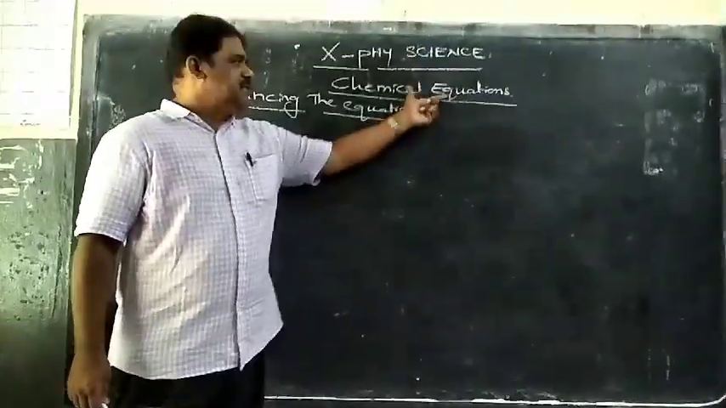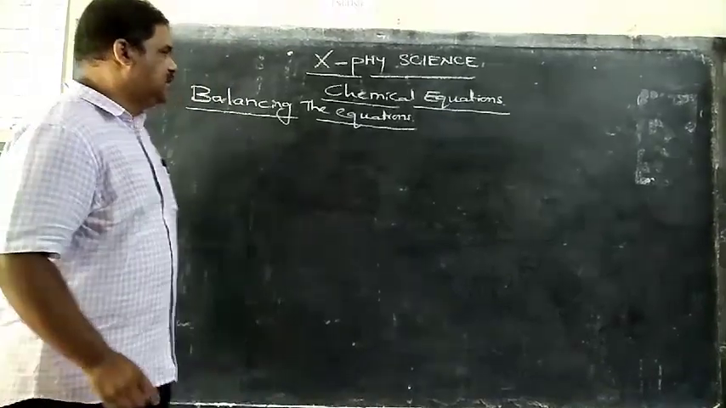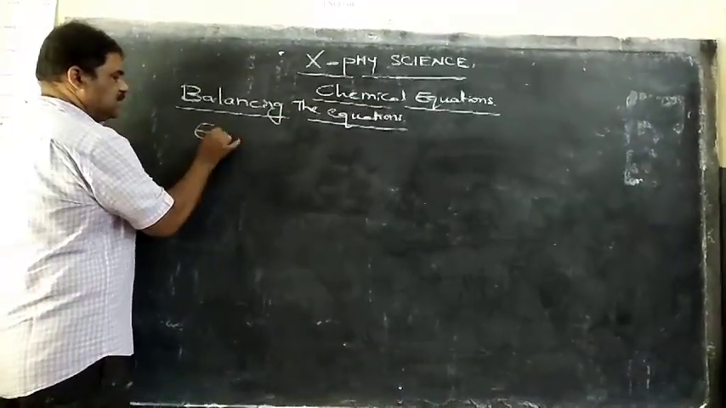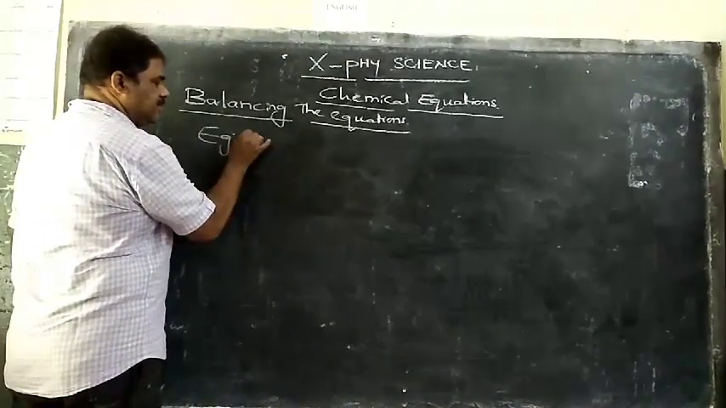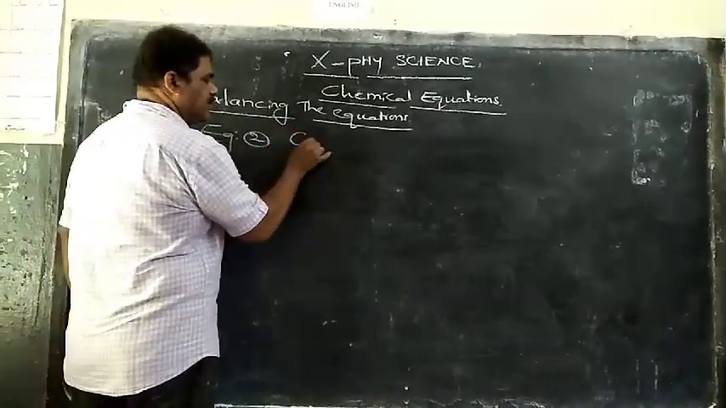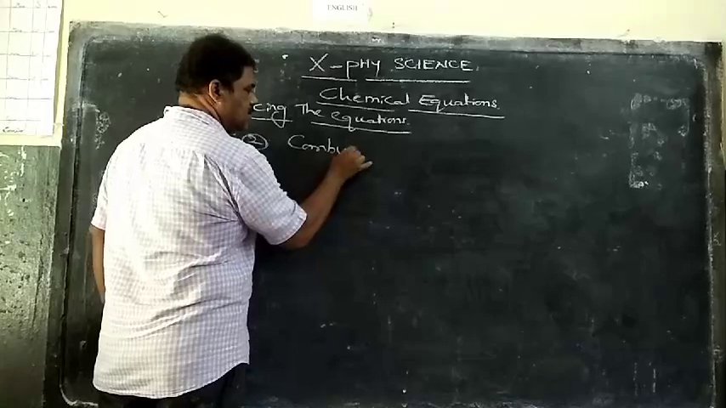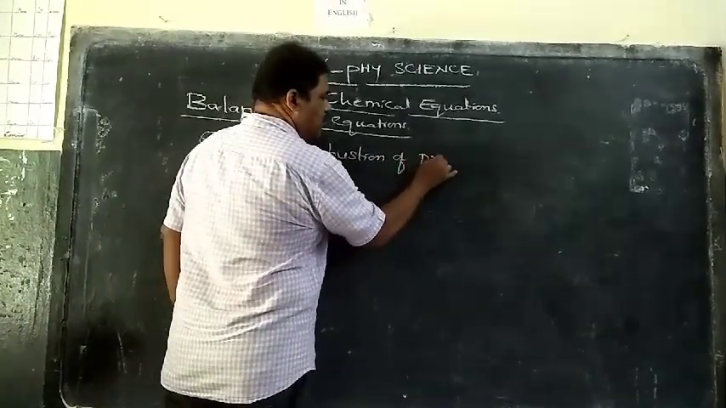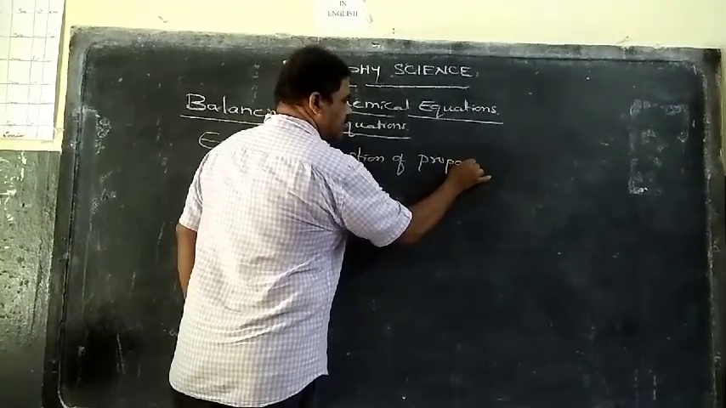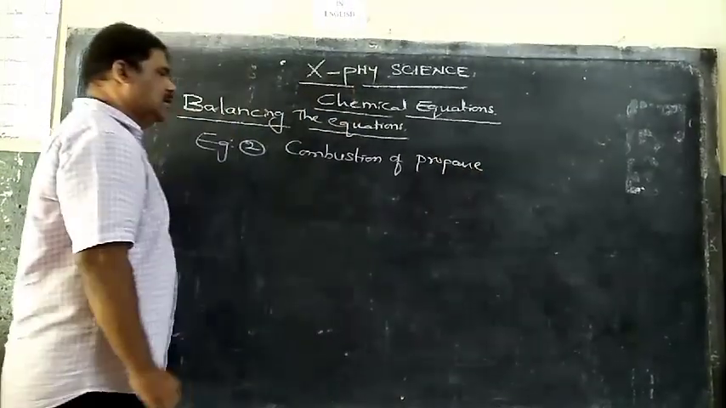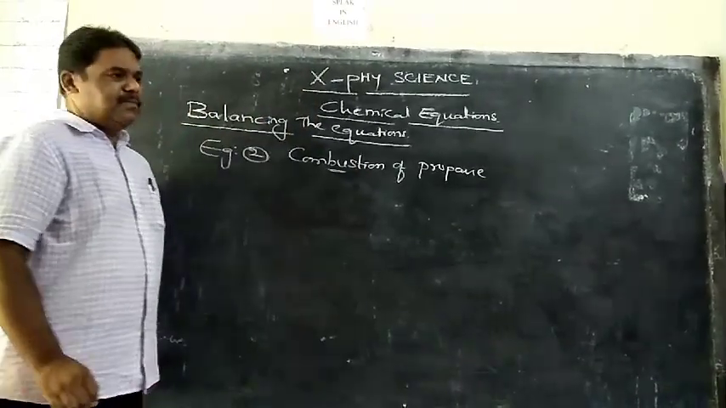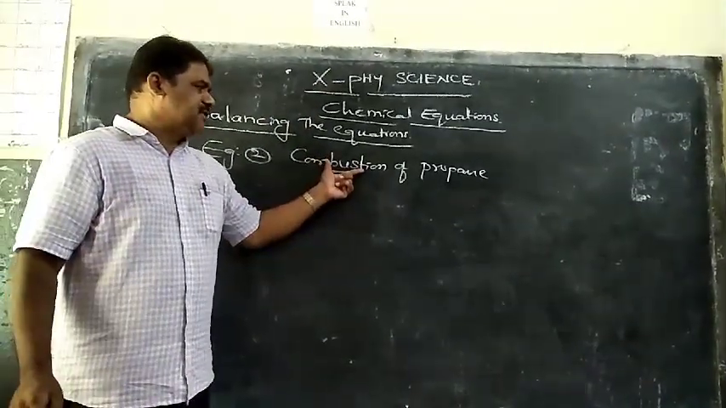Chemical equation means shorthand representation of a chemical change. So let us take one example for balancing the equation. Combustion of propane. Any substance, if it burns in oxygen, it is called combustion. Combustion means burning in oxygen.